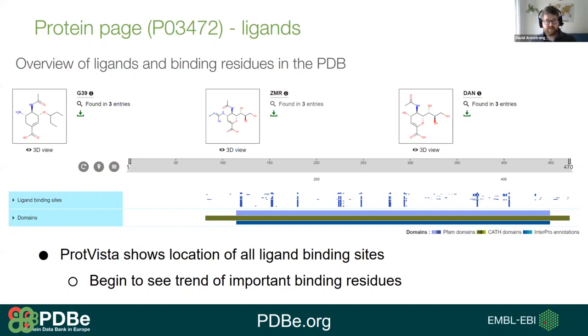And when you minimize this and just show it overall, you can quickly begin to see the trend of which amino acids are important for binding to ligands for this particular protein.